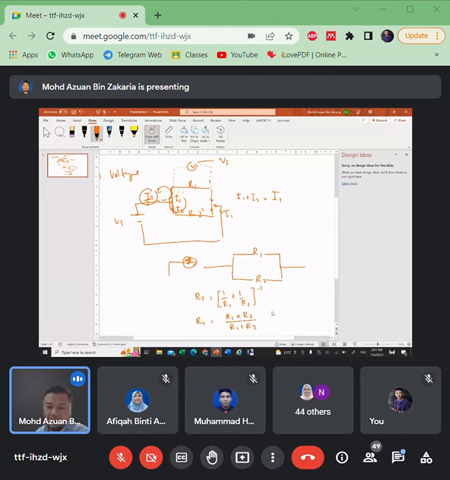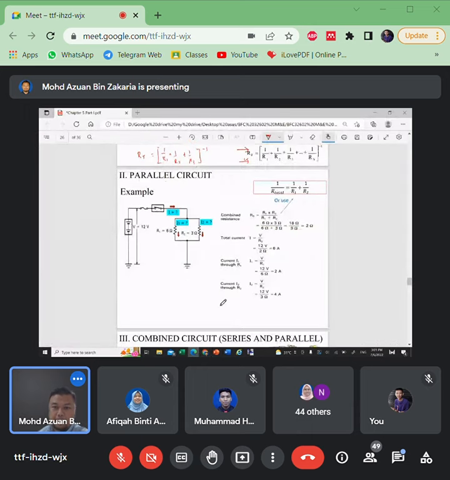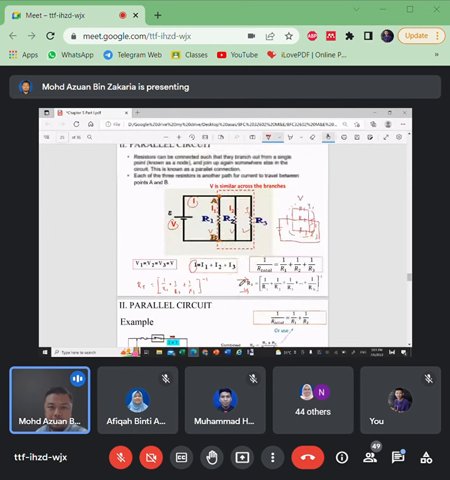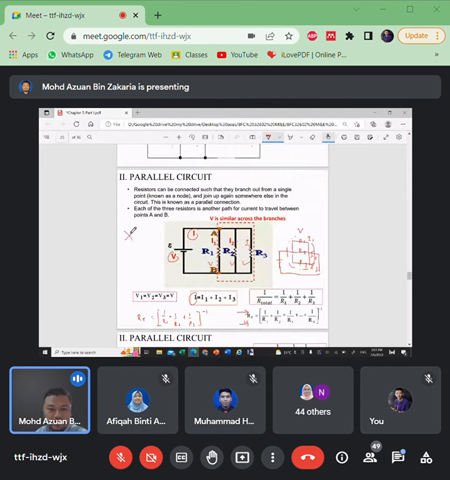Actually, it's similar. But if you have R3, then you have to use this format: R total equals 1 over R1 plus 1 over R2 plus 1 over R3, reciprocate. Okay, let's see an example. So please remember this one. I make a star here.